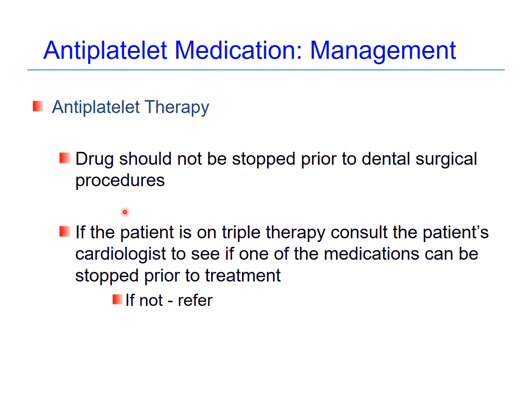However, if the patient is on triple therapy, which is quite rare, that is, they are taking three antiplatelet agents together, and they are a particularly high risk case for thromboembolic events or cardiovascular events, then you can consult the patient's cardiologist or GP to see if one of these drugs can be stopped. However, if this is not possible, you can always refer the patient to secondary care.